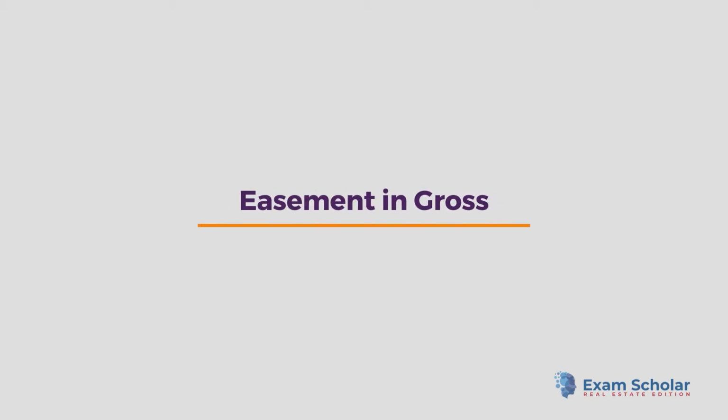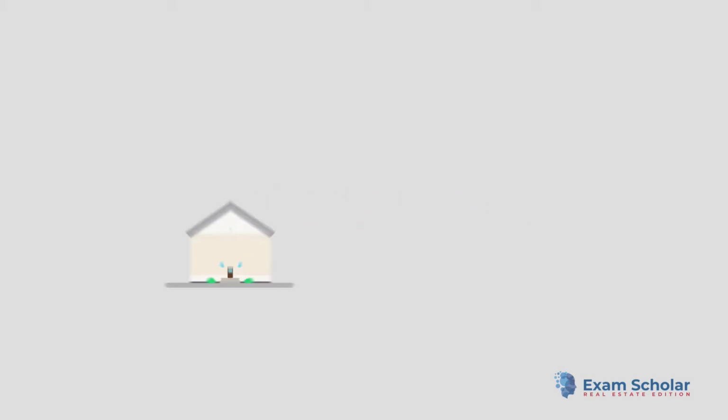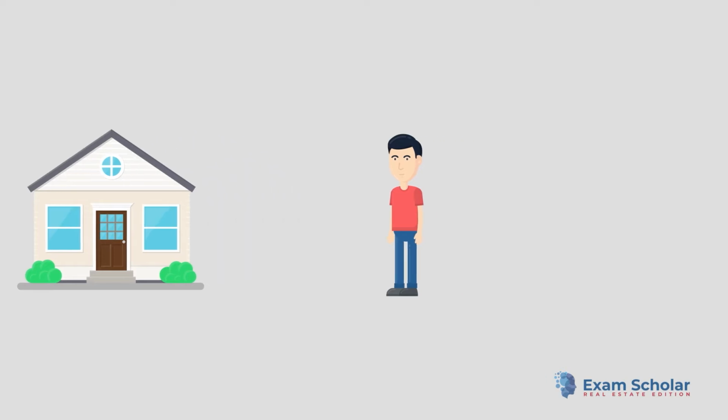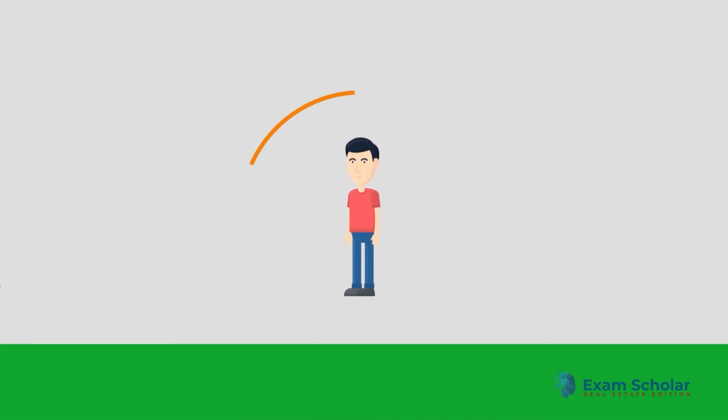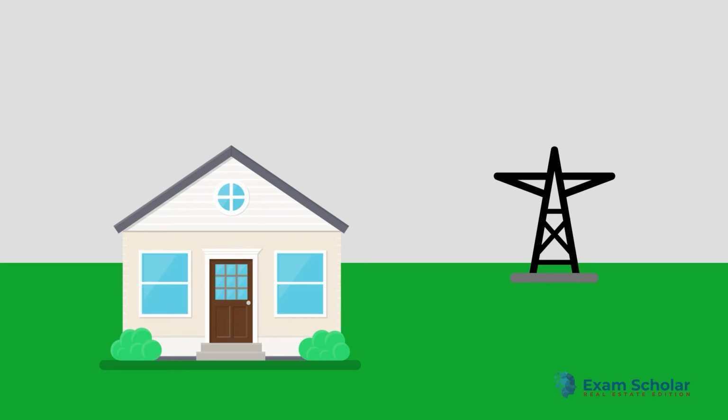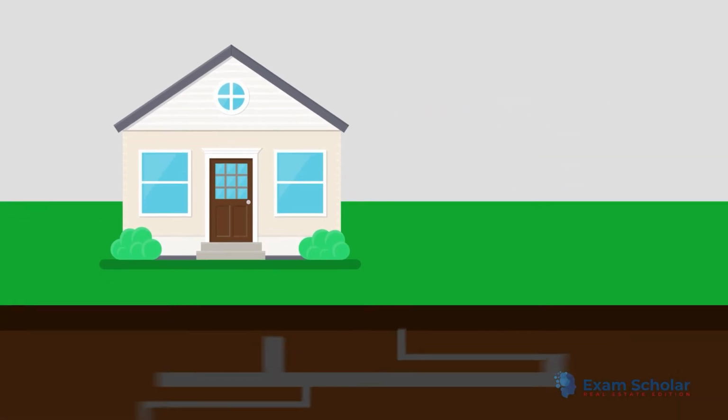Next is an easement in gross. Unlike an appurtenant easement, an easement in gross benefits a person, not a property. A common easement in gross is a utility line that is connected from a home to a main source. The underground piping requires an easement in gross.